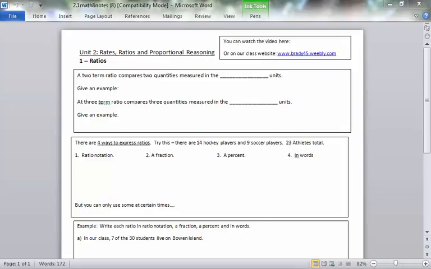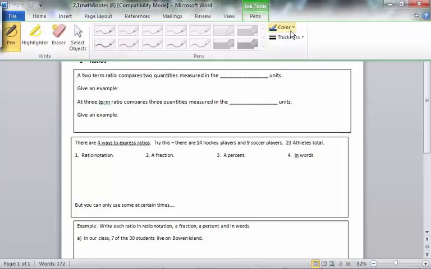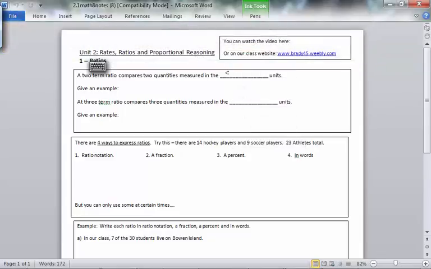Just a couple definitions to do before we get started. First one, a two-term ratio compares two quantities measured in the same units. So that's what we want to write in the first blank.